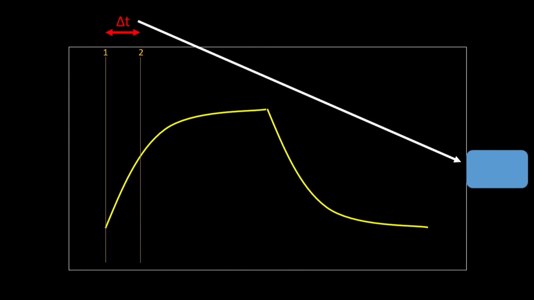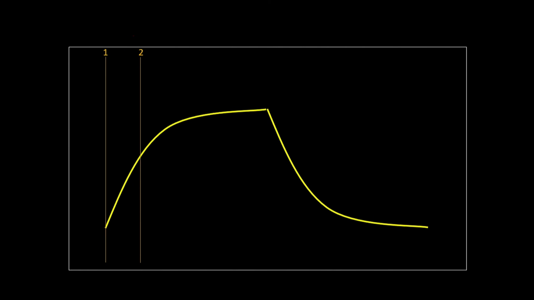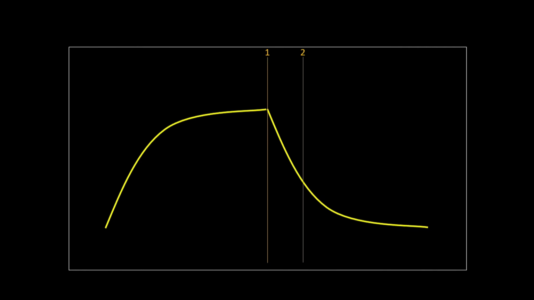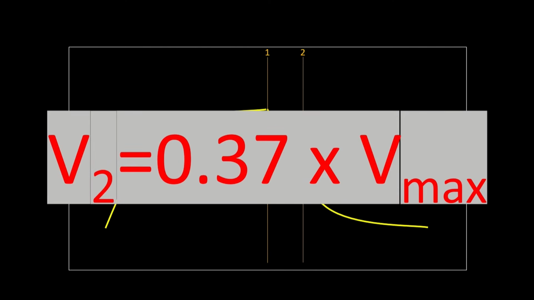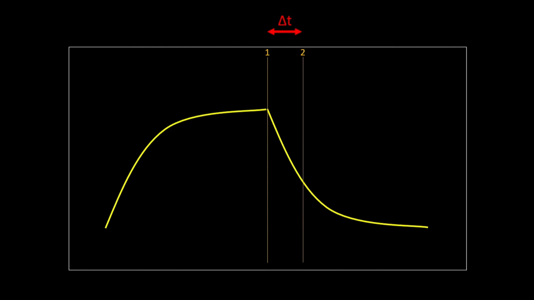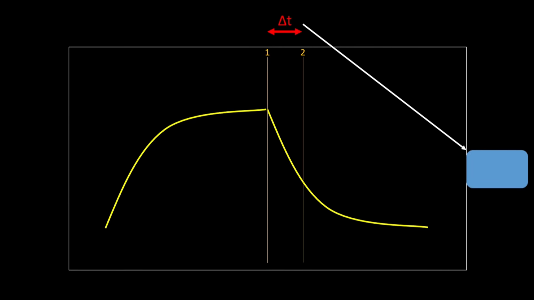You will also study the same thing for the discharging curve. So you will move the first cursor to the beginning of the discharging curve and move the second cursor so that the voltage at the second cursor is equal to 37% of the maximum value. The time difference, once again, is the time constant of your circuit, which is going to be displayed on the oscilloscope screen.